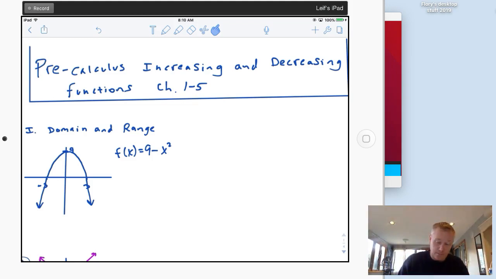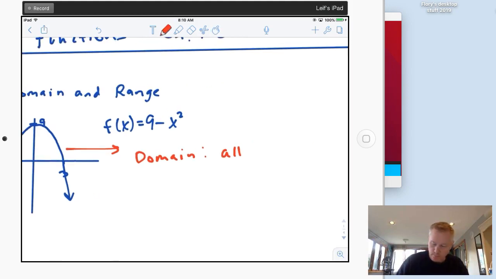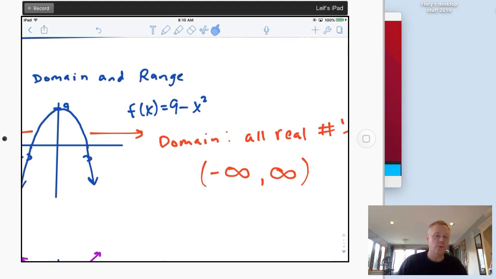Which means if I was looking at the domain, zoom in a little bit here, the domain would be, what are the x values? And eventually this will cover all x values going left and right. So that's actually all real numbers. If I was to do interval notation, that would go from negative infinity to positive infinity, and you never actually get to either of those, you just approach them. So you put a parentheses, not a bracket. Okay, so that's the domain.